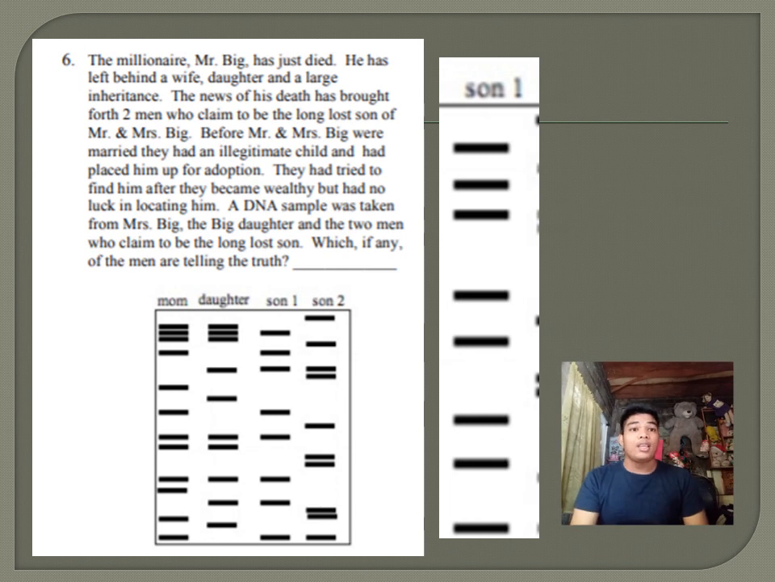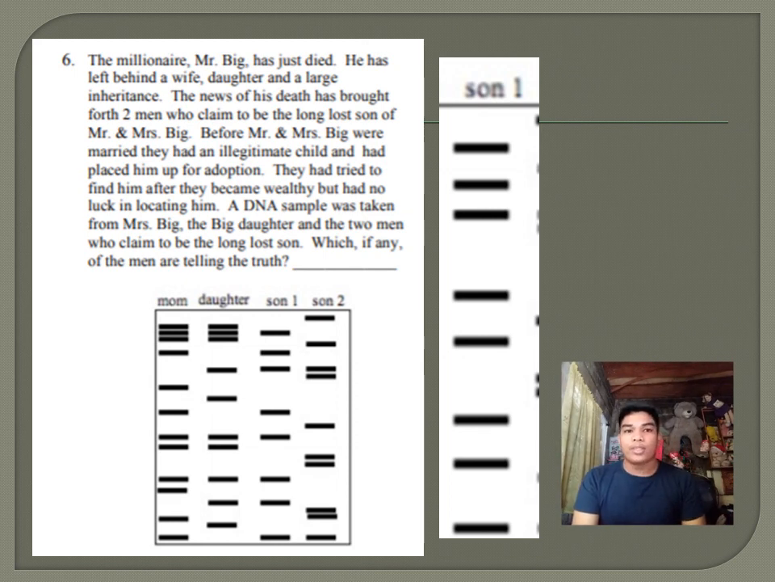Number 6. Millionaire Mr. Big has just died. He has left behind a wife, a daughter, and a large inheritance. The news of his death has brought forth 2 men who claim to be the long-lost son of Mr. and Mrs. Big. Before Mr. and Mrs. Big were married, they had an illegitimate child and had placed him up for adoption. They had tried to find him after they became wealthy but had no luck in locating him.